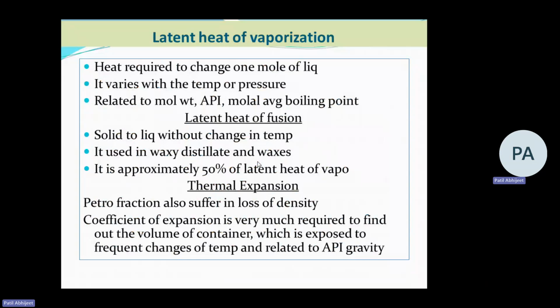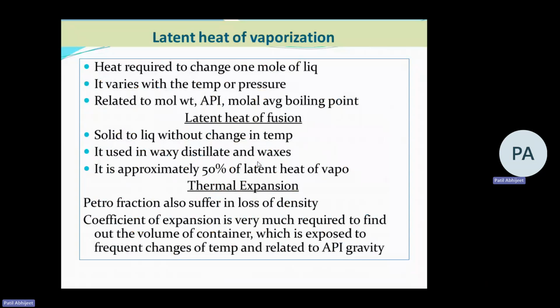When it depends on temperature and pressure, it is related to the molecular weight and API gravity, that is American Petroleum Institute gravity, and it uses molar average boiling points for that calculation. So the molar average boiling point is again the most important consideration. Next is latent heat of fusion.